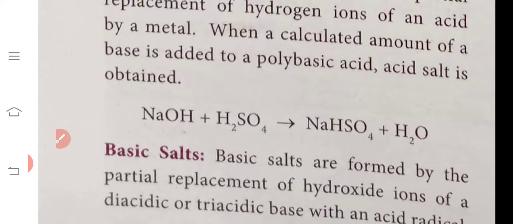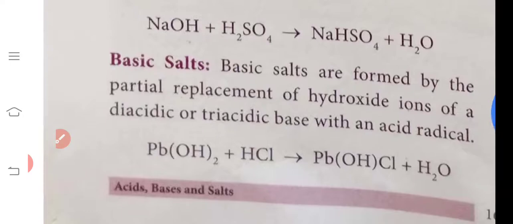NaOH means sodium hydroxide, H2SO4 means sulfuric acid. You take NaOH and sulfuric acid, then you get NaHSO4, sodium bisulfate, which is a salt, and water. Okay, this is acid salts.